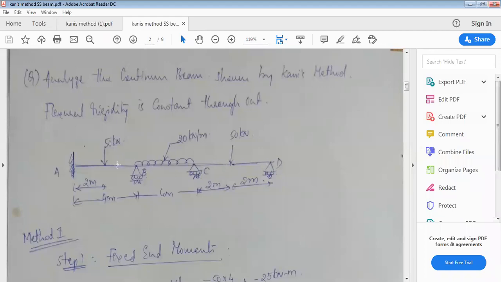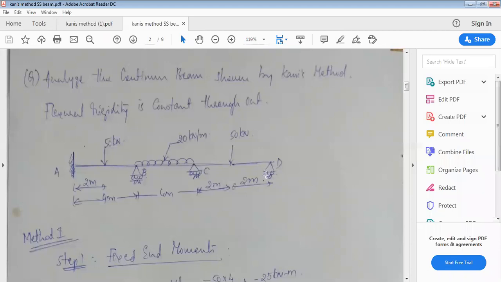Okay, so A is fixed, and then B, C, and D. Here is the difference. Previously, we used to have a fixed end here. Now we have got a simply supported end, a hinged one. So what is the difference for continuous beams and this type of problem, and how to solve this type of problem?